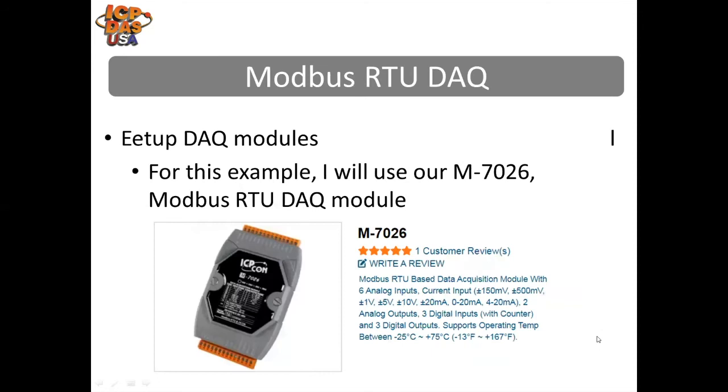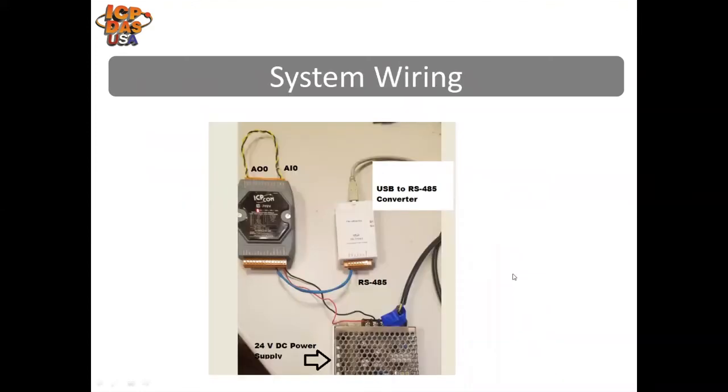Okay, next slide. For this example, I will use one of our M-7026 data acquisition modules. This module has 6 analog inputs, which can be current or voltage, 2 analog outputs, 3 digital inputs with counters, and 3 digital outputs. Let me show you the configuration. This is the configuration I have.